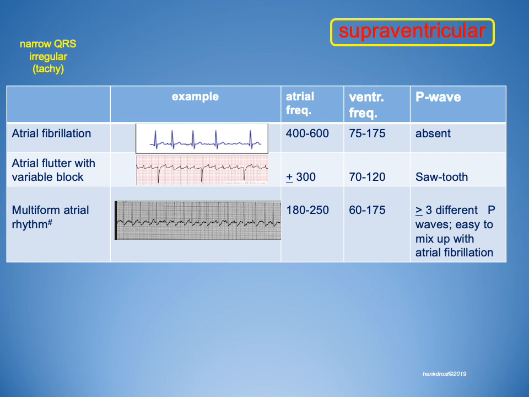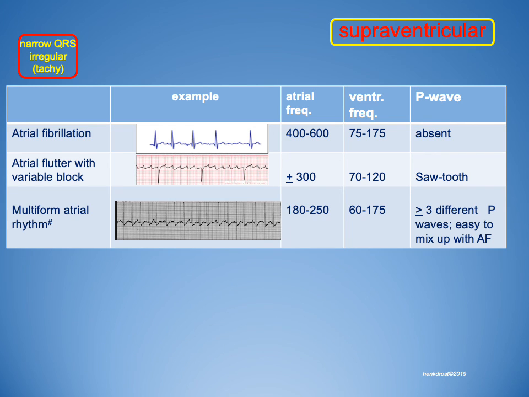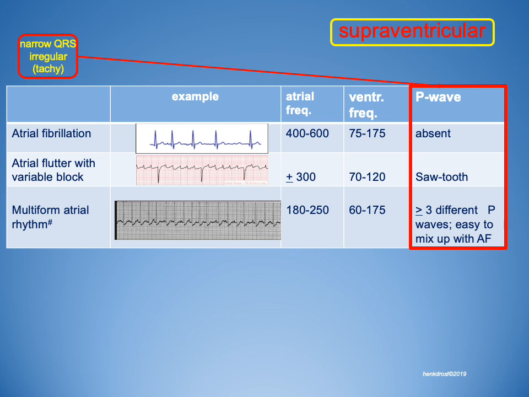The third possibility of irregular narrow QRS tachycardia is the so-called multiform atrial rhythm. It looks very much like atrial fibrillation, but when you look well, you can see the P waves. And there have to be 3 or more different P waves to call it multiform atrial rhythm. This multiform atrial rhythm you can often see in lung disease, and in contrast to atrial fibrillation, it barely reacts to AV blocking medication.